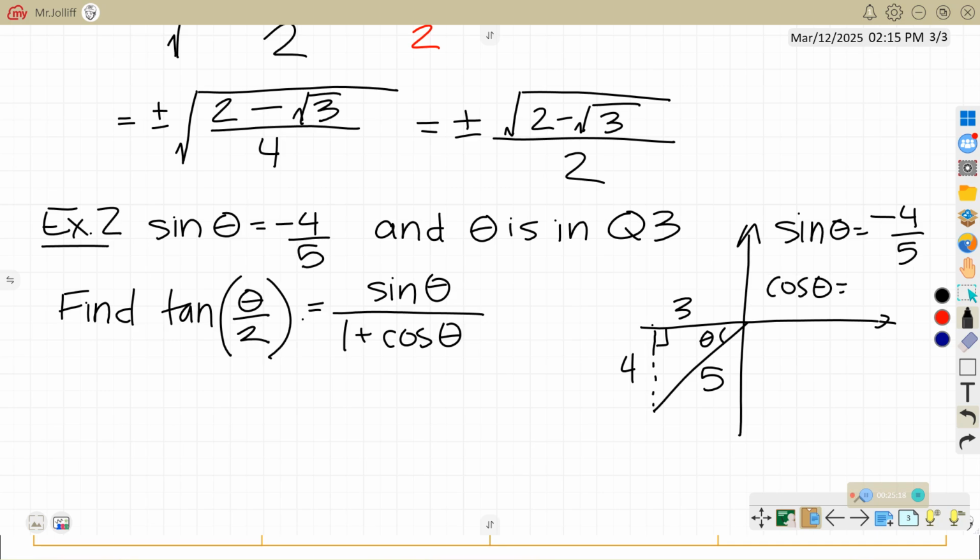Cos of theta is adjacent over hypotenuse, 3 over 5. And in quadrant 3, is cosine positive or negative? You've got your unit circle in front of you. In quadrant 3, yeah, negative. X is negative.